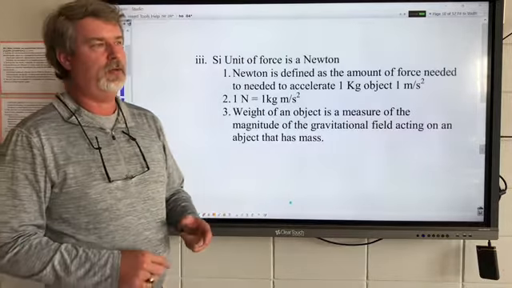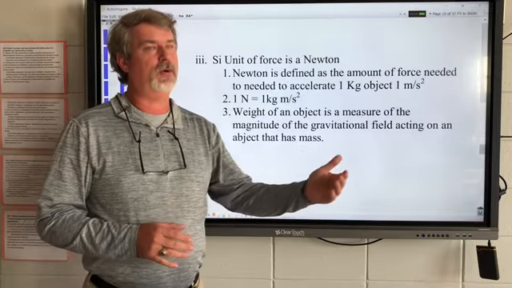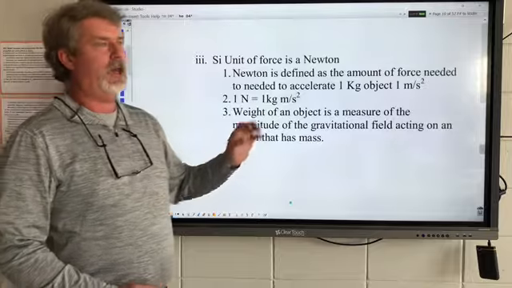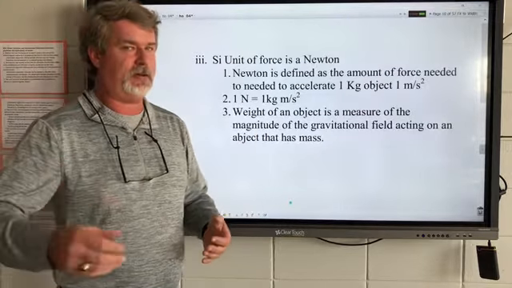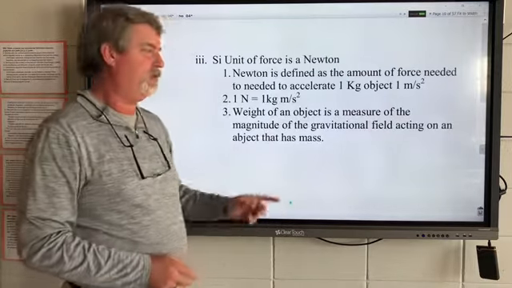Okay? So a force makes something move faster, slower, or changes its direction. The SI unit of a force is a Newton. A Newton is defined as 1 kilogram moving 1 meter per second faster every second. And one of the most common forces that we can't get away from is weight.